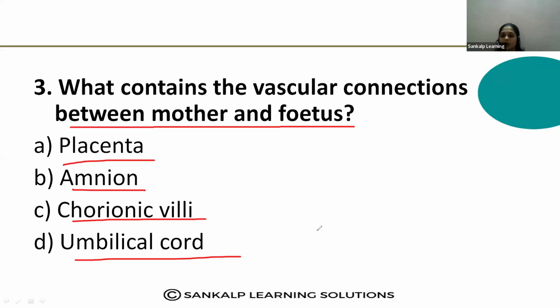Yes, umbilical cord is the correct answer. See the question properly. Mother and the fetus. So, what is the connection between the mother and the fetus? Umbilical cord. Right? Chorionic villi and placenta, amnion, are not the correct answer. Here, amnion is a membrane that is found around the embryo. That is called the amnion.